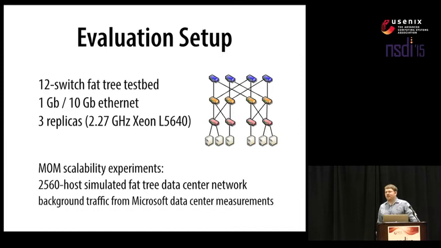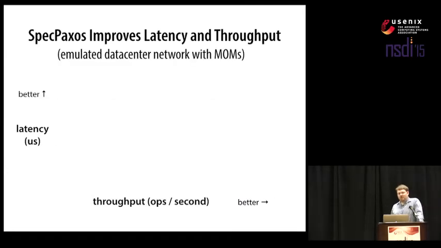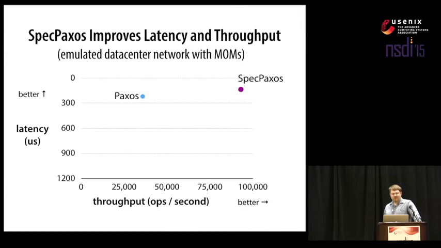Let me start with the high-level benefit, which is that Speculative Paxos will give us an improvement in both latency and throughput. So this graph is showing latency with better being up and throughput with better being to the right. Our implementation of Paxos in this environment is able to give us about 30,000 operations per second and a latency of about 200 microseconds. Speculative Paxos is able to give us 3 times that throughput as well as 40% lower latency. And that's a nice result.